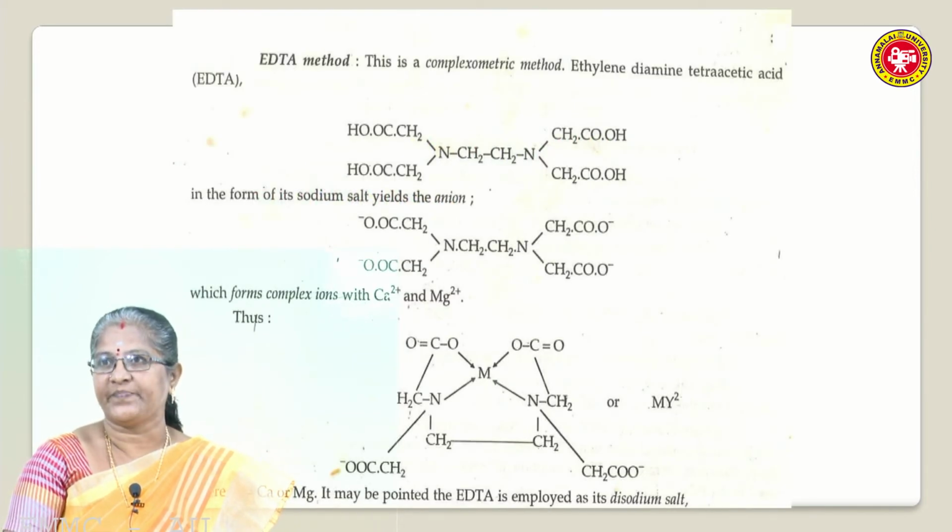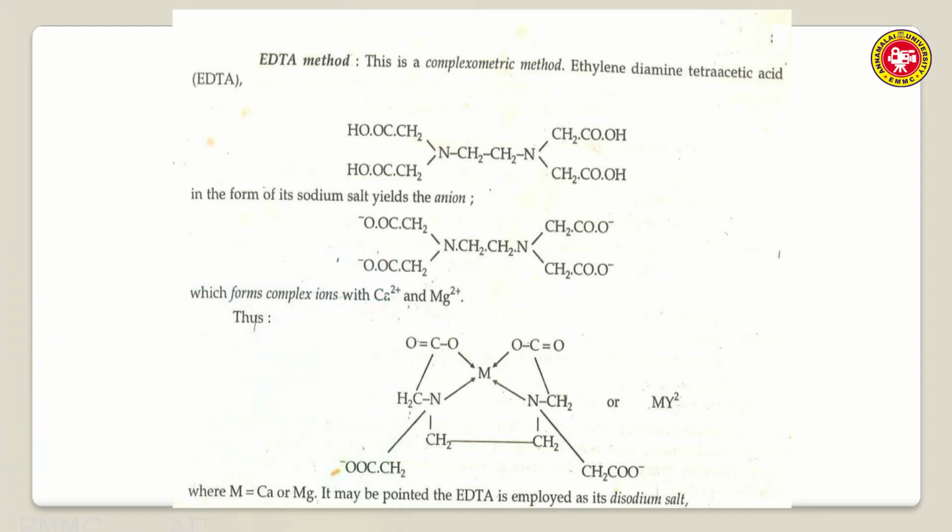So what is EDTA? Ethylene diamine tetraacetic acid is called EDTA, isn't it? You can see ethylene diamine, and on both sides an amine group is there. In that amine group all 4 hydrogens are replaced by acetic acid, and the anion of it has CH2COO minus on the 4 ends. Now this will contribute 4 ligands and that will complex a metal ion.